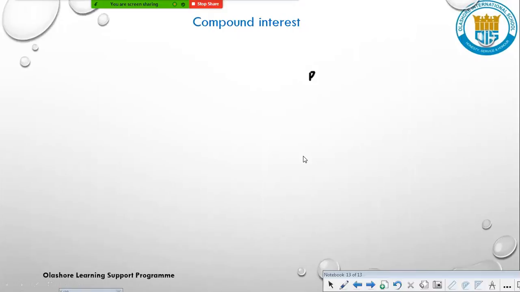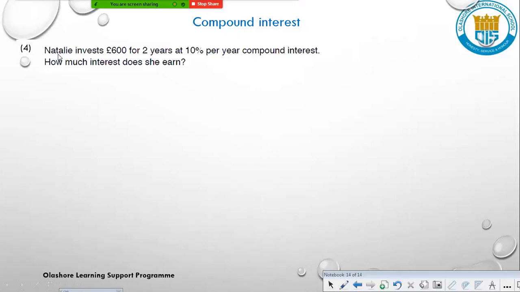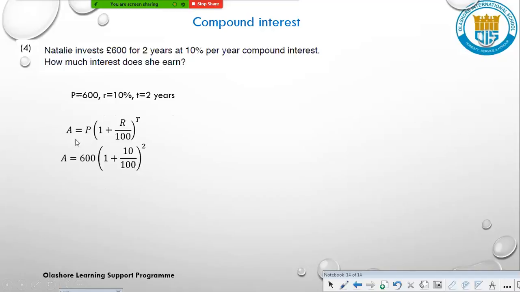Let's move on. Let's take an example on compound interest. Natalie invests $600 for 2 years at 10% per annum compound interest. How much interest does she earn? Don't forget, when you use the formula, you get the amount. To get the interest, you have to subtract the money invested from the amount.